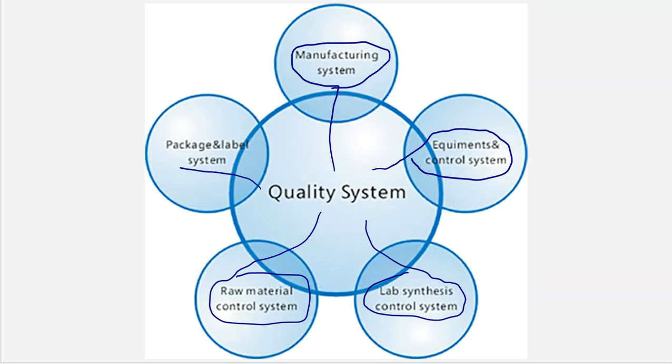And then finally, like we've talked about before, packaging and labeling. There have to be quality checks there. What type of box do they go in? Is it labeled the correct way? What information is on the label? All of that is part of quality control or a quality system at a company.